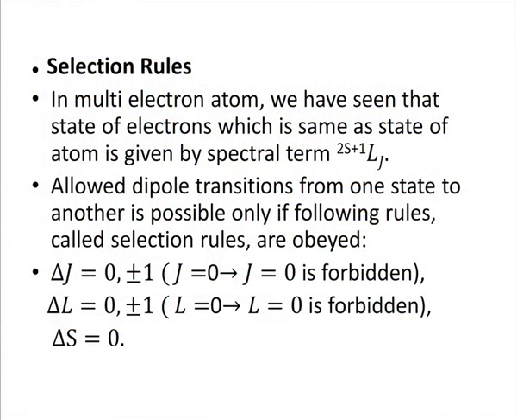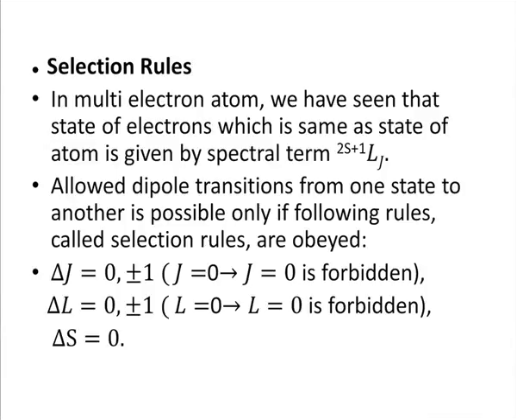Now, we talk of selection rules. In multi-electron atom, we have seen that the state of electrons, which is same as state of atom, is given by spectral term 2S plus 1 L J. Allowed dipole transition from one state to another is possible only if the following rules, called selection rules, are obeyed.